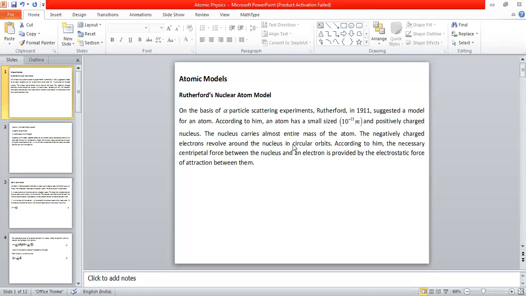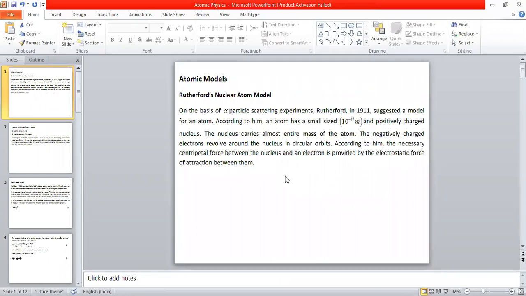Okay, now he was an experimental physicist. He performed several experiments. Out of those several experiments, one set of experiments is what we call the scattering of alpha particles. Based on the scattering of alpha particles by thin metals, he proposed this particular model. The nuclear atom model was proposed on the basis of the results of alpha particle scattering experiments.